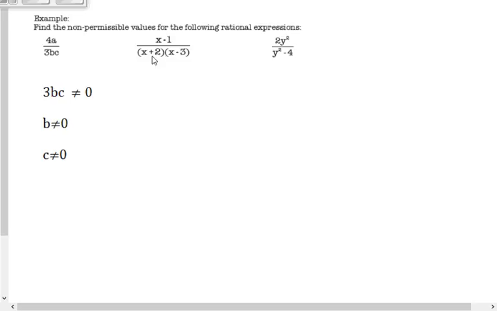Here we already have a factored form in the denominator, so this time we have a binomial multiplied by a binomial. Neither of these individual binomials can equal 0. If this equals 0, that means the whole denominator is 0. If this equals 0, same thing. So we take x minus 2 and set that it cannot equal 0. Rearrange to find that x cannot equal 2. Then we do the same thing for the other factor, which is x minus 3, and we find that x cannot equal positive 3.